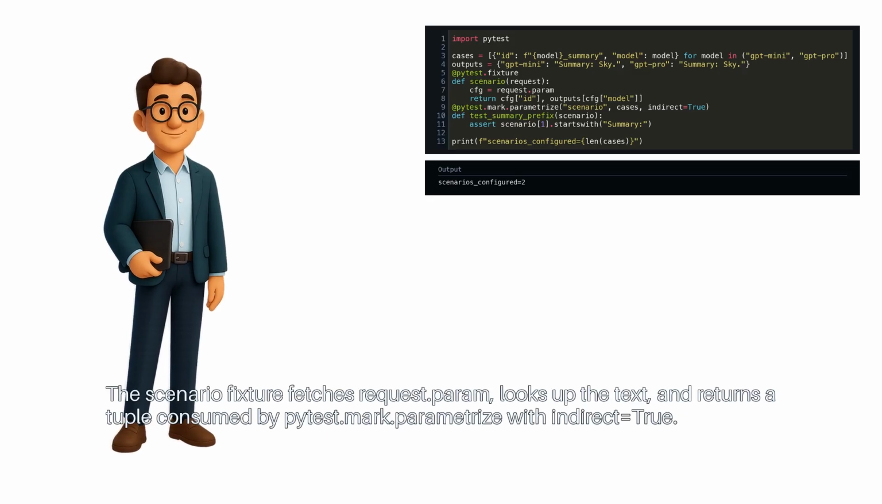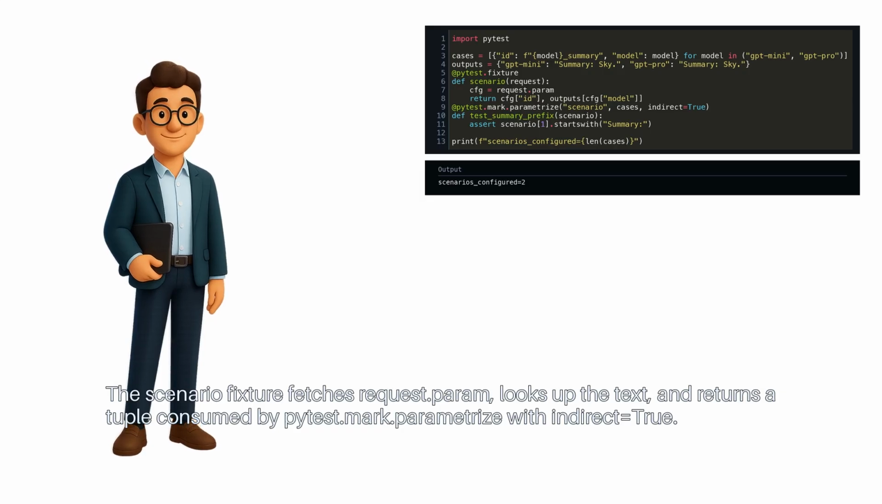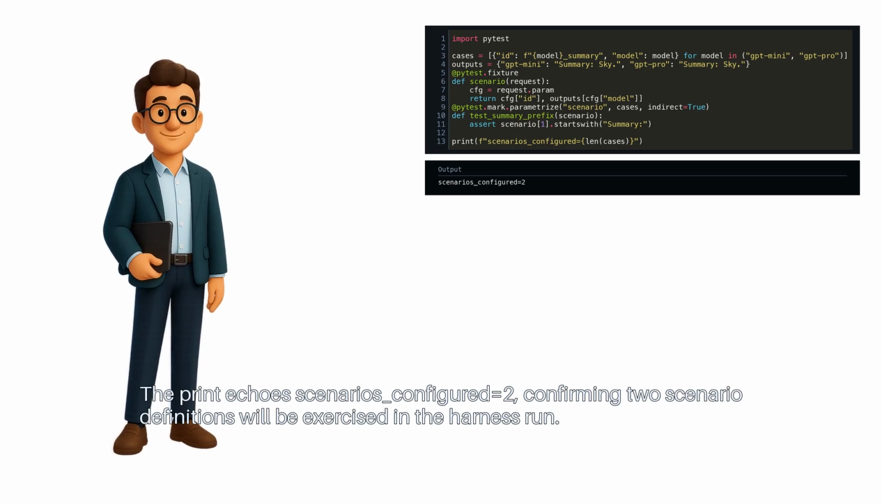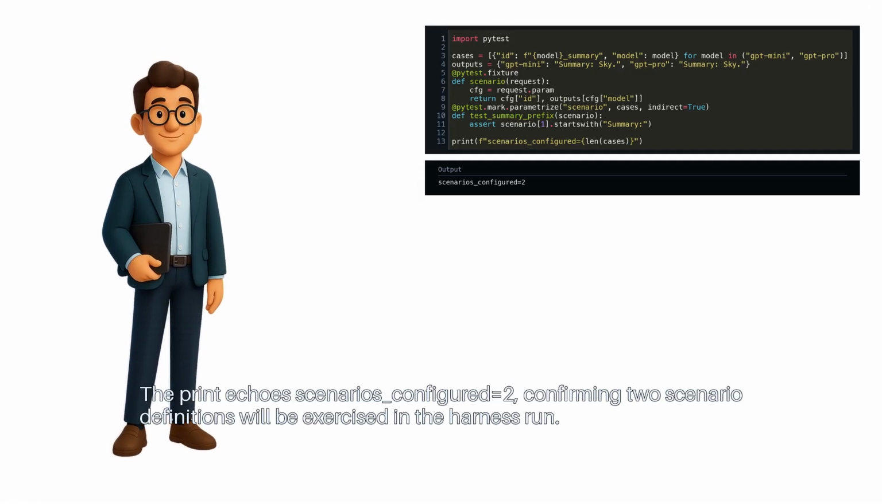The scenario fixture fetches request.param, looks up the text, and returns a tuple consumed by pytest.mark.parametrize with indirect true. The print echoes scenarios configured equals 2, confirming 2 scenario definitions will be exercised in the harness run.